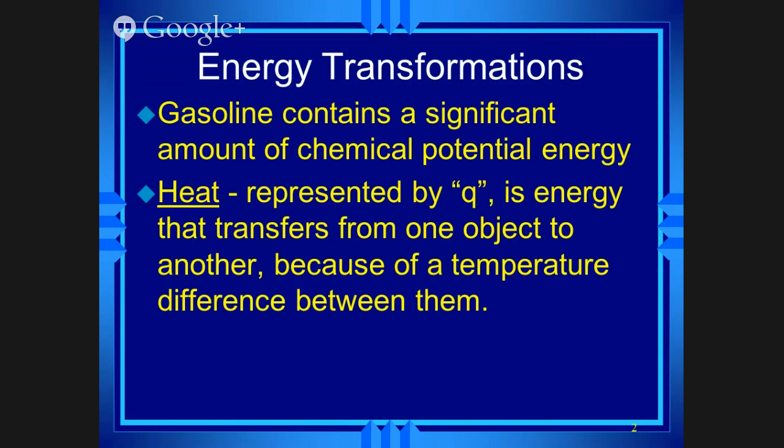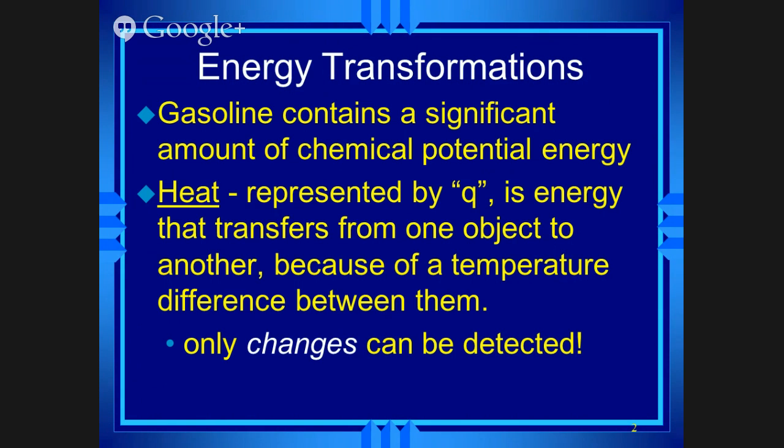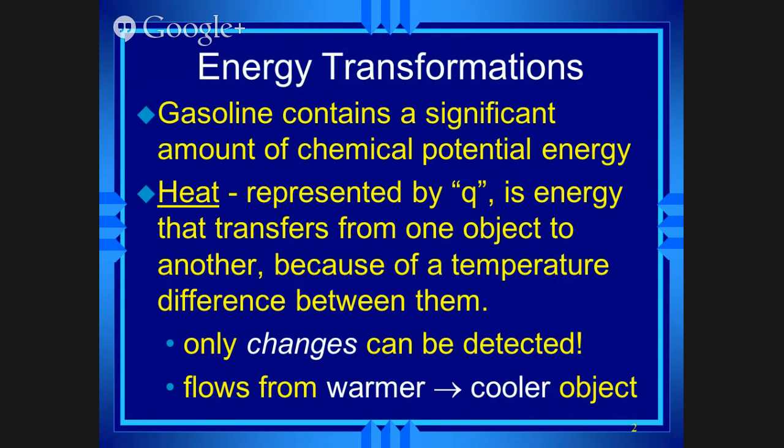Heat, represented by Q, is energy that transfers from one object to another because of a temperature difference between them. Only the changes can be detected, so we really don't measure heat in itself. What we measure is the fact that something is hotter than something else that's colder, and we can tell the difference between them. That's how we judge the amount of heat, by the differences. Heat flows, of course, from warmer to cooler objects.